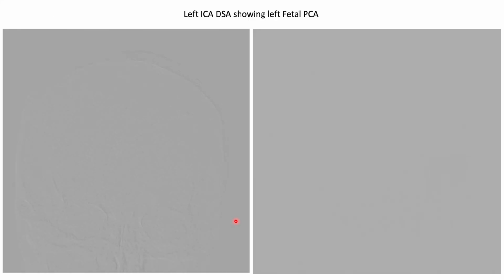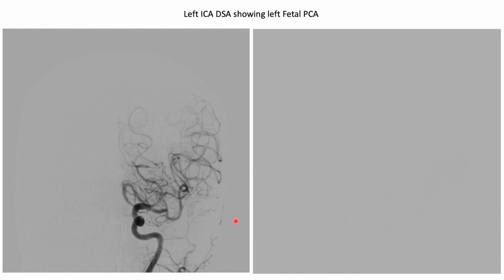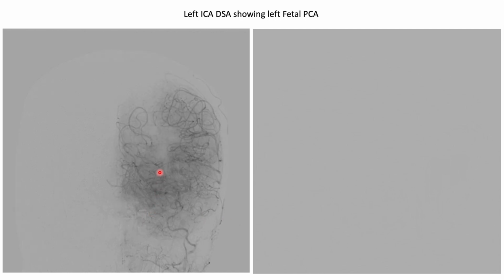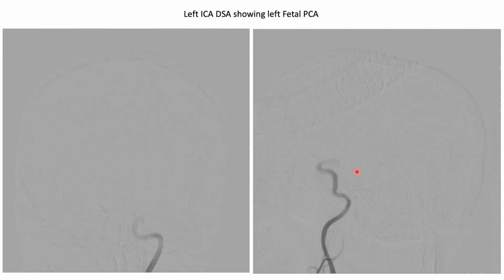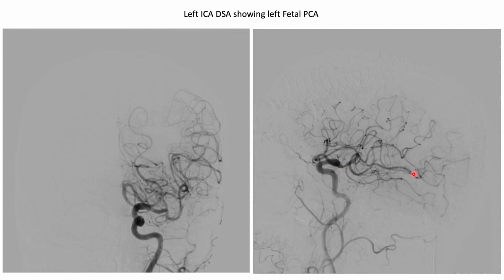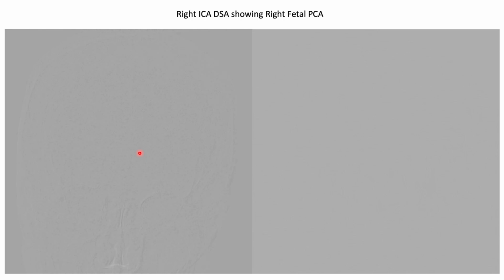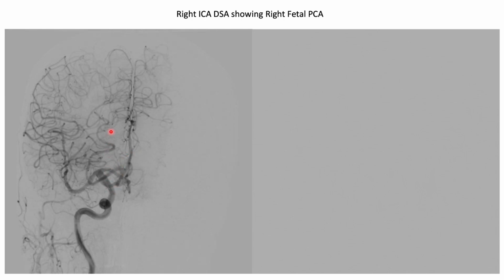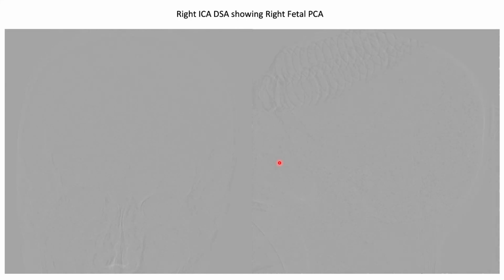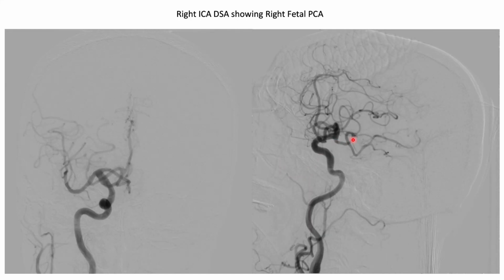So we went ahead. That's the left internal carotid artery image, and you can clearly see a posterior communicating artery coming up there. On the left, you can see the posterior communicating artery going down there. So on the right side, we then again engage the right carotid. We can again see this middle artery going up. That's again the right-sided fetal PCA. On the lateral view, you can again see that's the right fetal PCA.